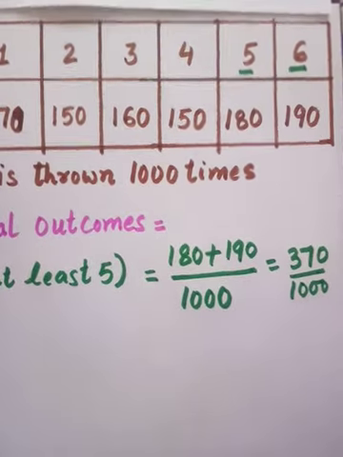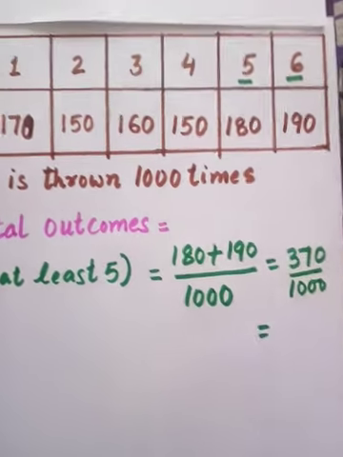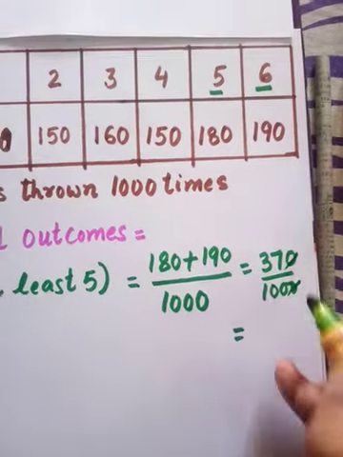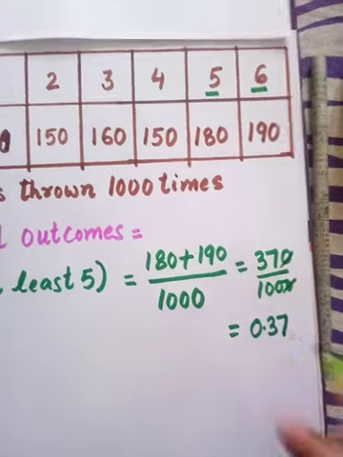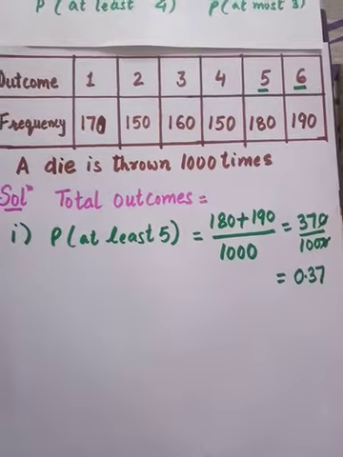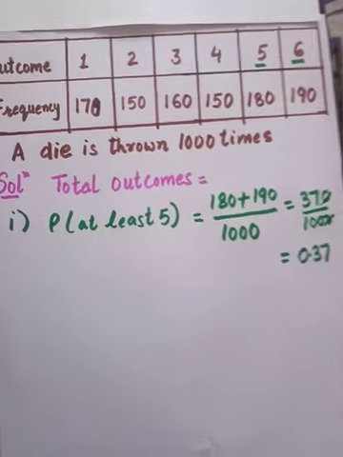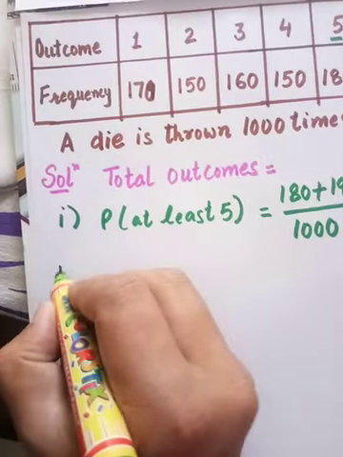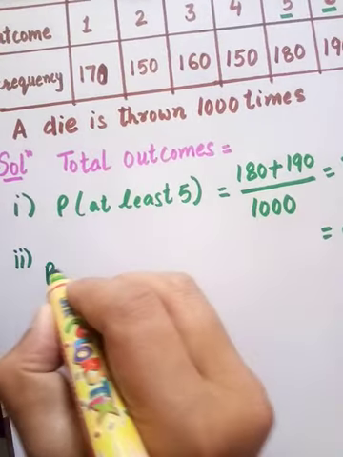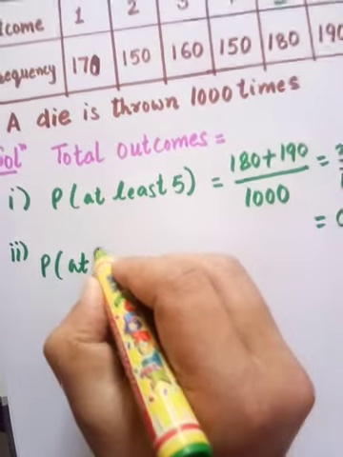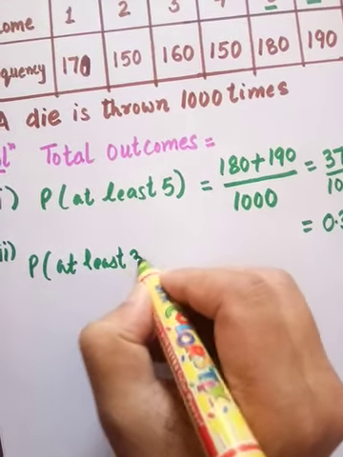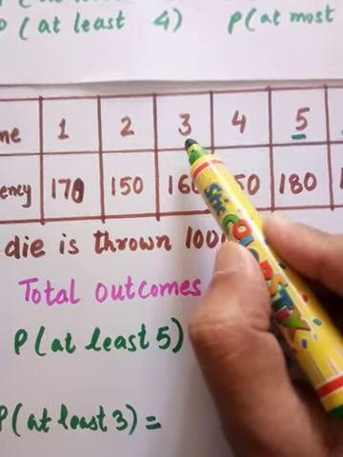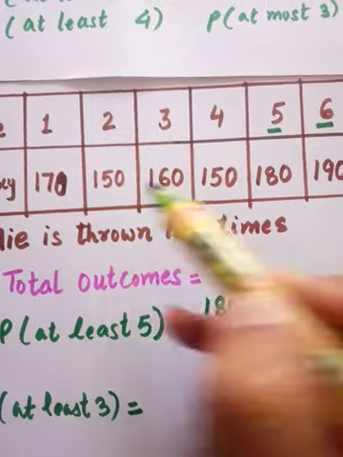And now children, if you see, here 0 and 0 can be cancelled and you will get probability as 0.37. So this is the case of at least 5. Minimum 5 should come and more than that can come, but not less than that. Similarly, let's consider the second case now, probability of at least 3. At least 3 means minimum 3 should come and more than that can come, but not less than that.